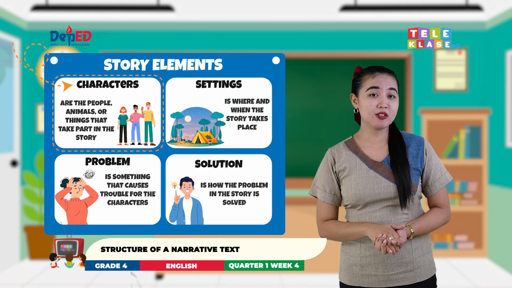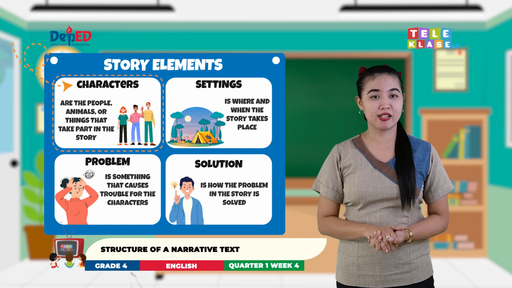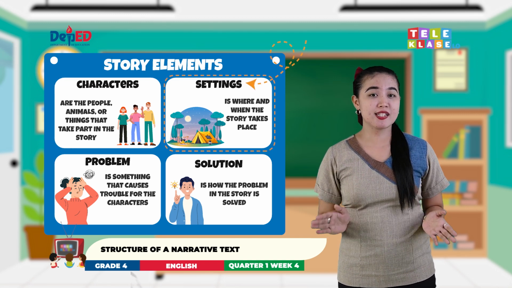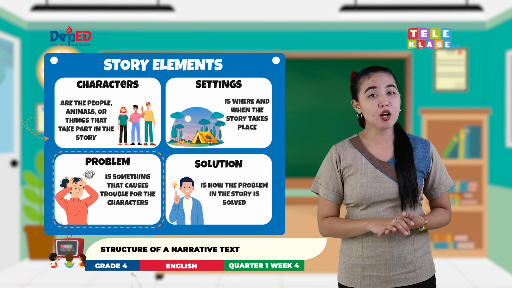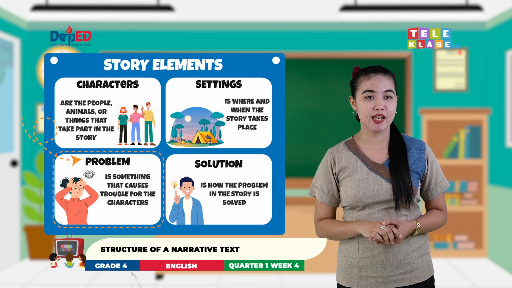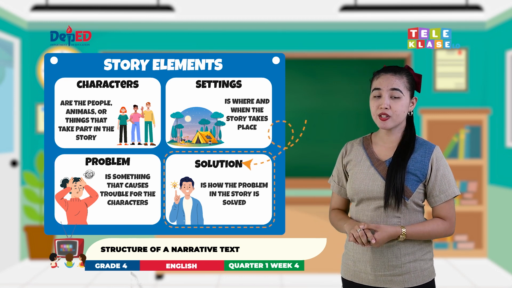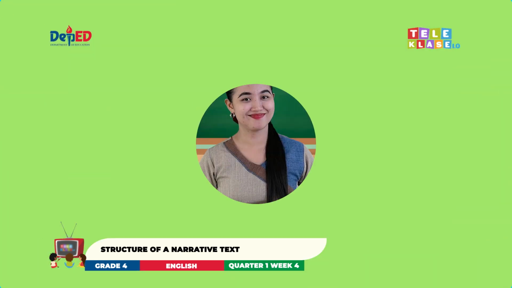Characters are the people, animals or things that take part in the story. Setting is where and when the story takes place. Problem is something that causes trouble for the characters. And of course, the solution is how the problem in the story is solved.